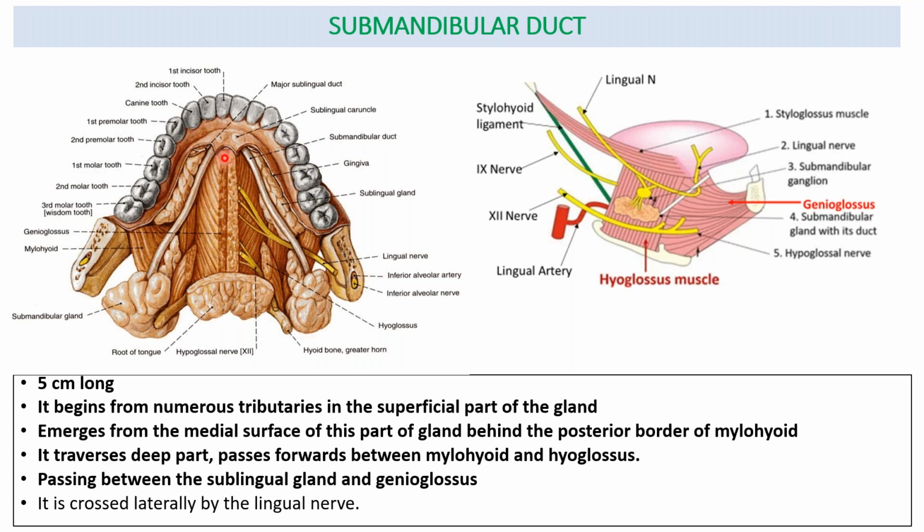This is called the genioglossus. These are the genial tubercles on the inner aspect of the anterior mandible body. So this is the genioglossus, which reaches till the tongue. Between the sublingual gland and genioglossus, this duct is then running, and it is closely related to one important nerve, that is the lingual nerve.